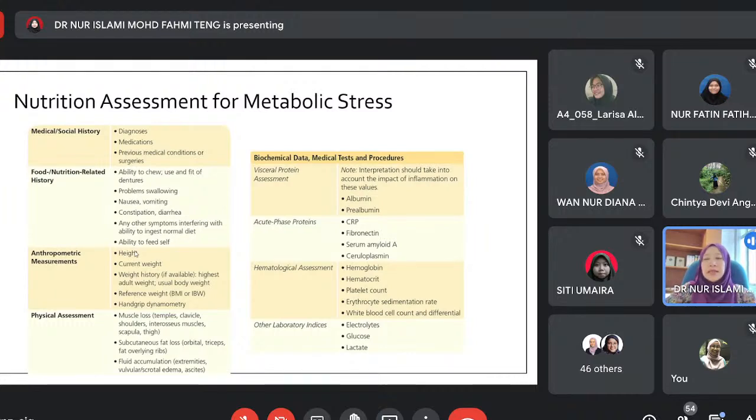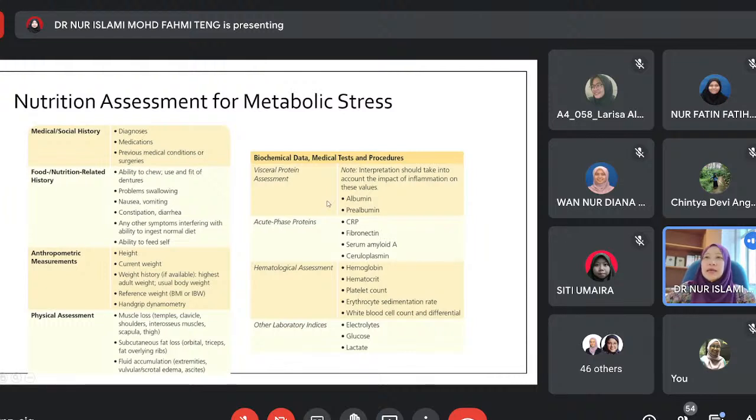And then we can also assess the hand grip dynamometer to see the strength. Okay. And then for the physical assessment, we can assess the muscle loss. Muscle loss at temples, at the clavicles, at the shoulder, interosseous muscle, at the scapula. So this is actually we can perform SGA, subjective global assessment, on this patient. Okay, subcutaneous fat loss, and also fluid accumulation. I believe that you all learned all of this during your nutrition assessment class already.